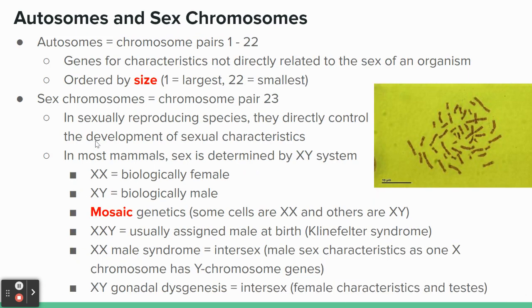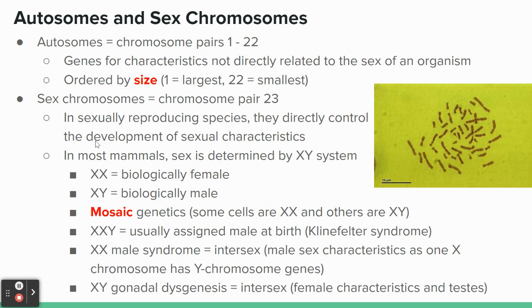Now, autosomes are the chromosome pairs for pairs 1 through 22. So 1, 2, 3, all the way to 22, those are all autosomes. These are genes that code for characteristics that are not directly related to the sex of an organism. They are ordered by size. 1 is the largest chromosome and 22 is the smallest.